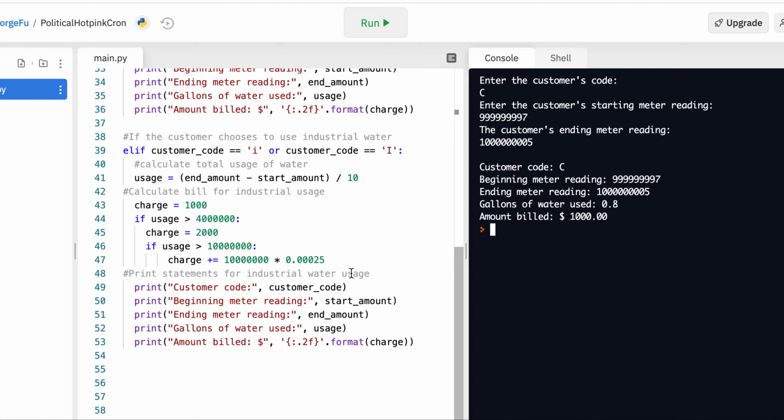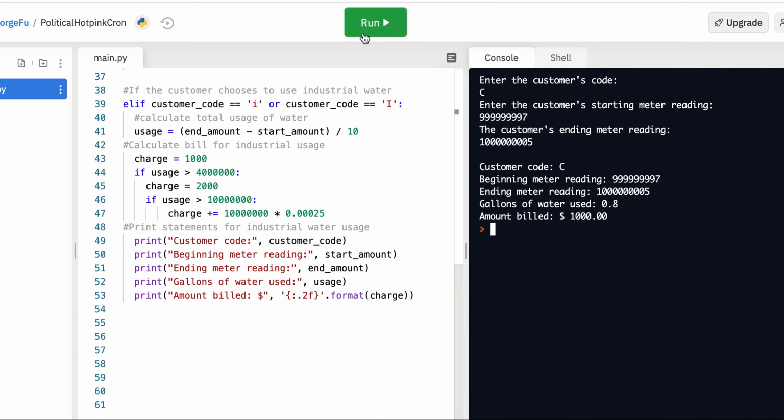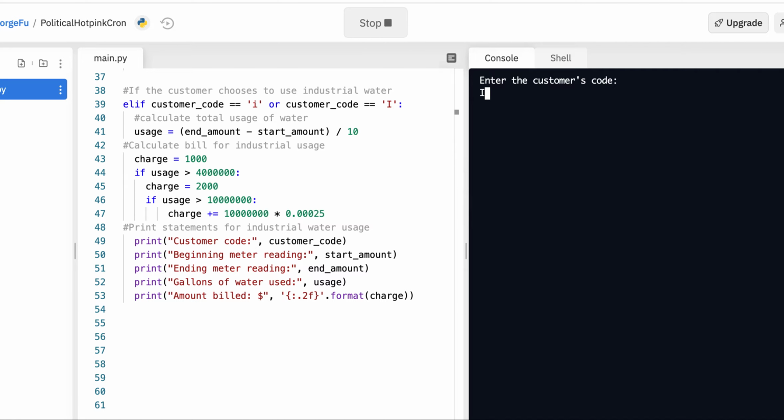And of course, you need the print statements for the bill as we have always done. So lines 49 to 52 are the exact same thing: customer code, beginning meter reading, ending meter reading, gallons of water used, and then finally line 53 would be the amount that's billed, the charge. So we can run an industrial real quick. If we run an I, capital I, and because the rubric was a little iffy, I'm just going to make random numbers up.